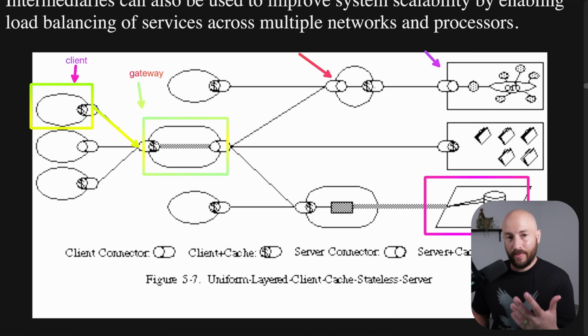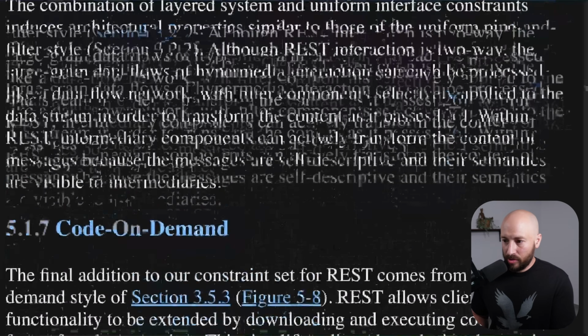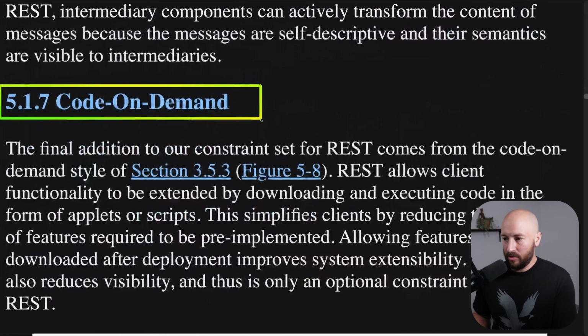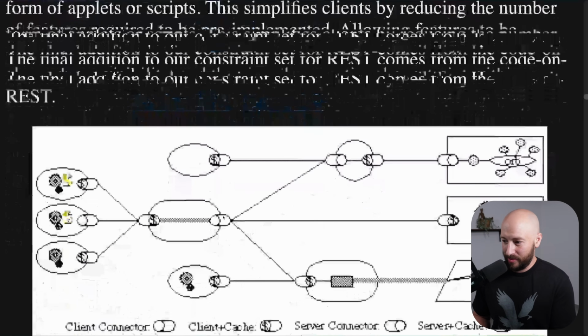So the client, from its point of view, interacts with some API, but it doesn't know if behind this API is a layered system or just the actual server. And the last constraint before we dive into the uniform interface is code on demand, which is a pretty weird constraint. So let's look at that.